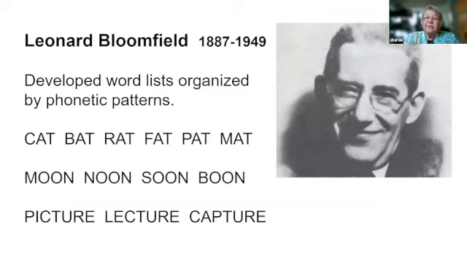Along about this time, there was another man on the scene, Leonard Bloomfield. Now, he also was not a psychologist, he was a linguist. And a linguist is a person who studies languages. Now, Leonard Bloomfield, he knew everything about words, and he was very interested in the structure of words.